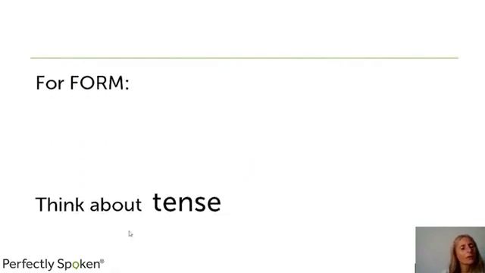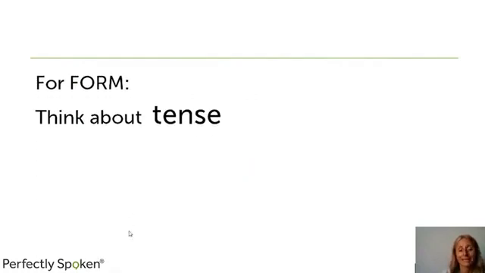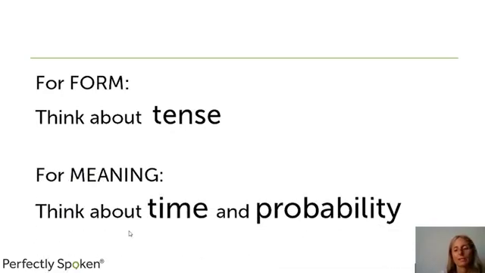For form, we had to think about tense, okay? Past, present, present simple, present continuous, will, won't. But for the meaning, we need to think about time and probability, okay? These are very important words, time and probability. I know in some languages, the word time and the word tense is the same, but in English it isn't.